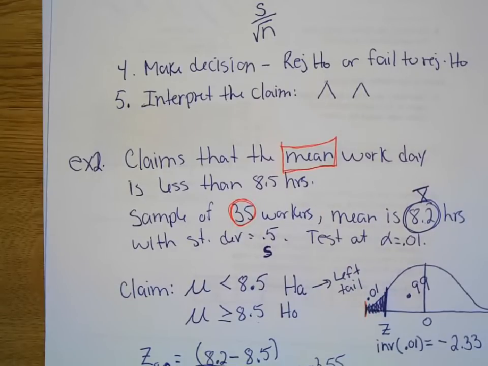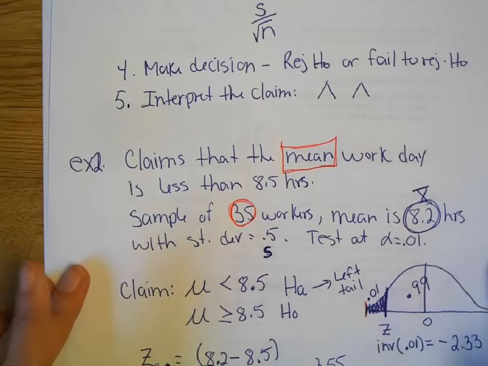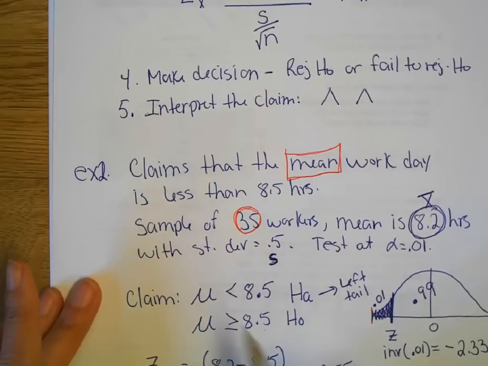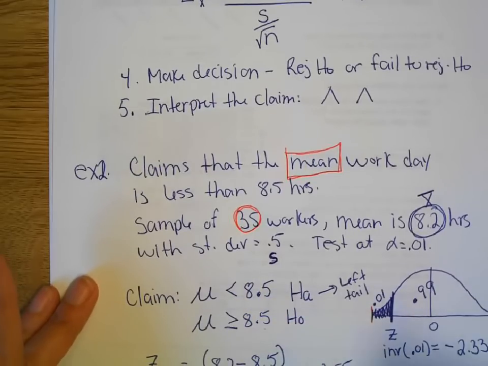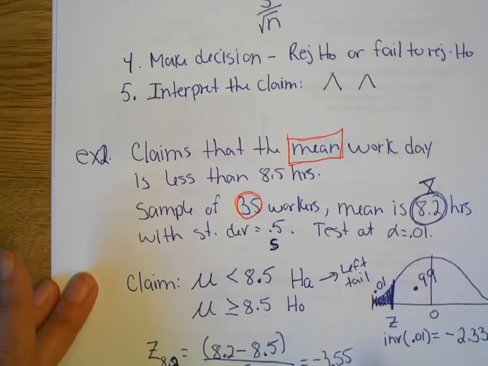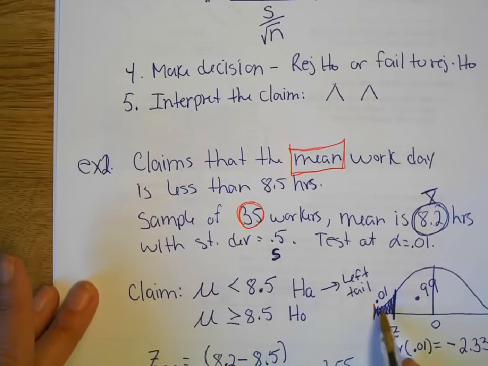It's true. Now, why do you know that the Ha's the claim? Because it's always the claim. No, because it just had a less than in it, no equal to sign. The claim was the one against you. Why are we rejecting the Ho? Because the negative 3.55 is in the shaded.